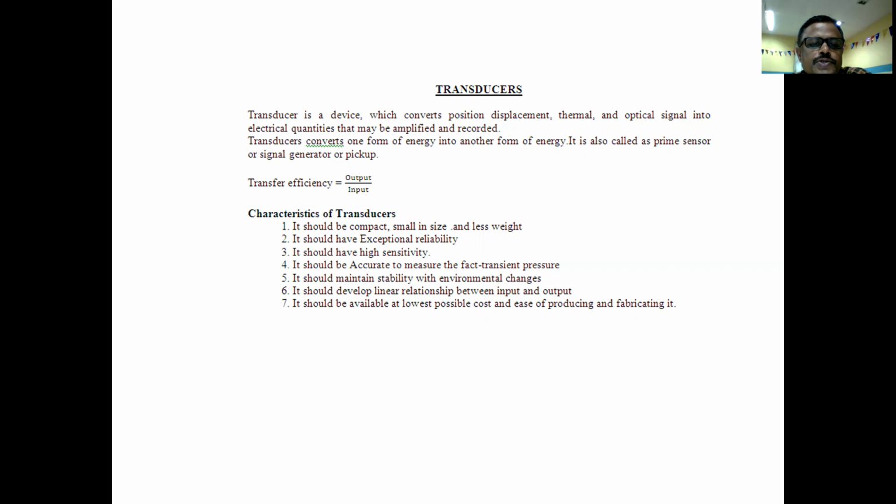The transducer should develop linear relationship between input and output. What is linear relationship? It means as the input changes, the output also should change proportionately. Preferably, transducers are supposed to give linear relationship between the input and output. It should be available at lowest possible costs and easy of producing and fabricating it. So certain qualities are expected of a transducer.